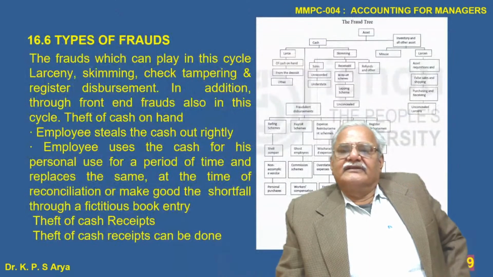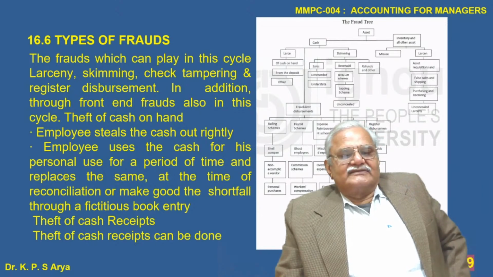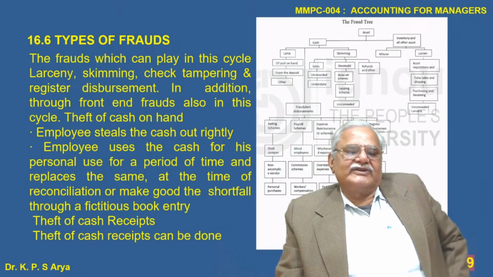Then the frauds which can play out in the cycle are larceny, skimming, check tampering, disbursement fraud, in addition to the upfront fraud. Also the cycle of theft of cash on hand: the employee steals the cash outright, or the employee uses the cash for his personal use for a period of time and replaces it at the time of the reconciliation, or makes good the shortfall through a fictitious book entry. Actual cash is not deposited.